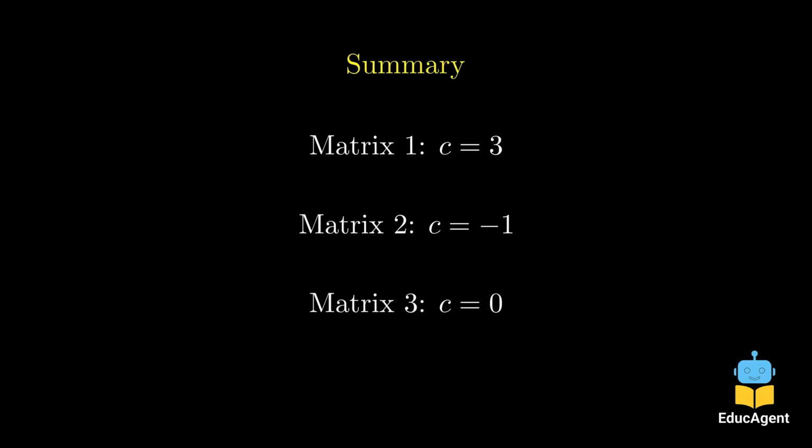Let's summarize the c values that make each matrix have dependent columns. Matrix 1 is dependent exactly when c equals 3. Matrix 2 is dependent exactly when c equals -1. Matrix 3 is dependent exactly when c equals 0.